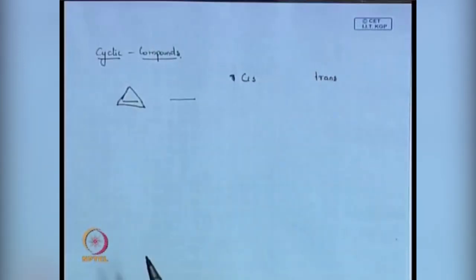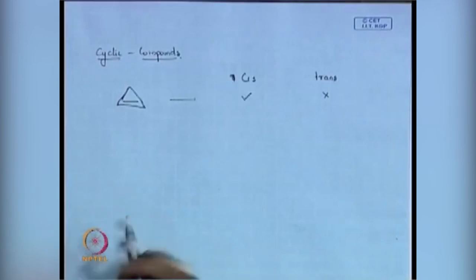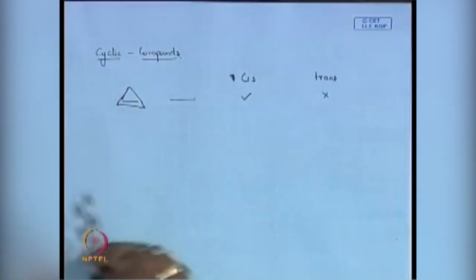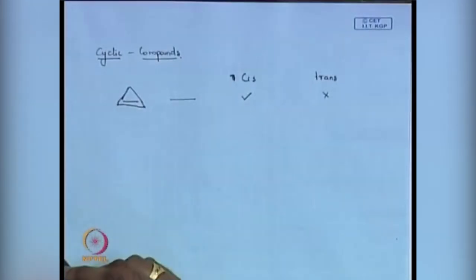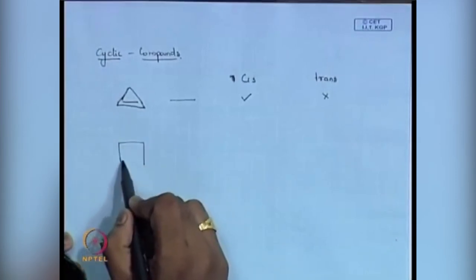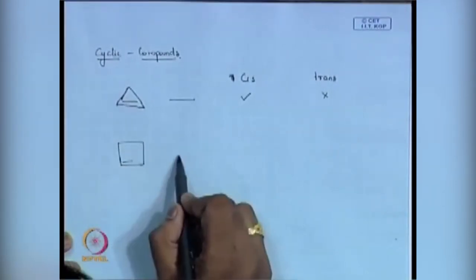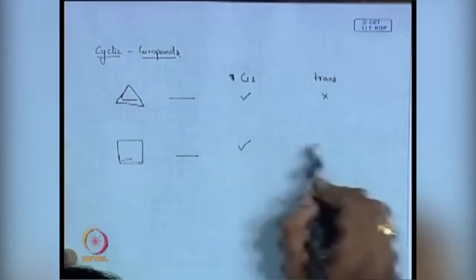What is the stable form of cyclopropane? How does it exist? Can you see trans cyclopropane? That's why I'm asking. So you can see only cis, right? So don't think that if I put a cyclopropane alkene, you can do cis and trans of it. That's what I want to give you before we do the problems. Fine. Cyclobutane systems: trans, no trans. Okay, very good.